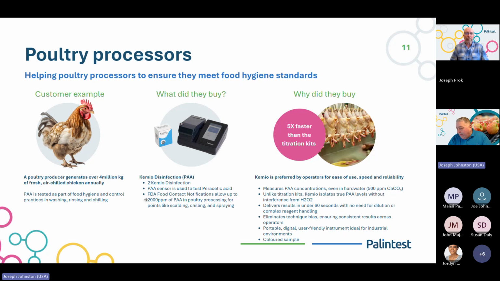And the reason why the Chemio is preferred by operators is for the ease of use, the speed and reliability. It is 5 times faster than titration kits. Your titration, if you're doing one test, you're running probably about 15, 20, maybe more minutes. And that's if you're running one test. If you have to rerun that test, then you're doubling that time. And Chemio will provide, with peracetic acid or chlorine dioxide, documentable results in a minute.